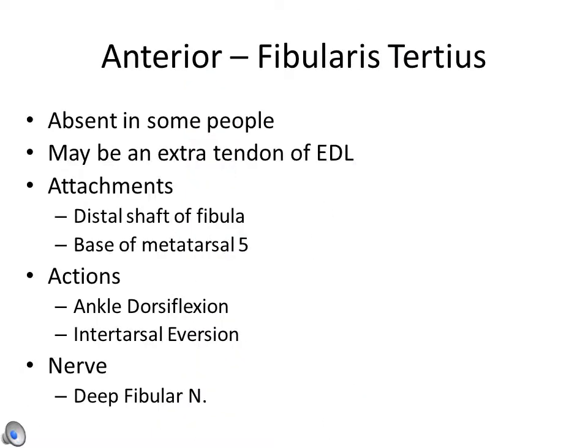The last muscle in the anterior compartment of the leg is fibularis tertius. Fibularis tertius may be absent in some people. It may also be considered an extra tendon of the extensor digitorum longus.